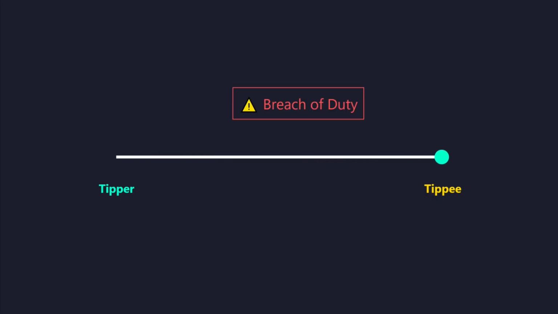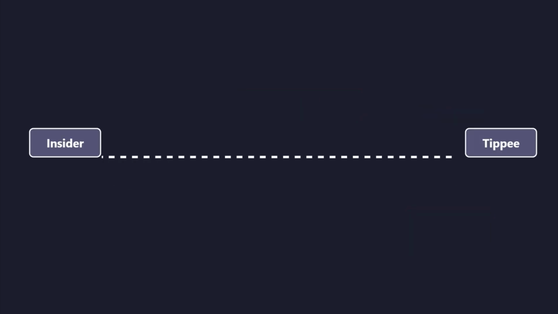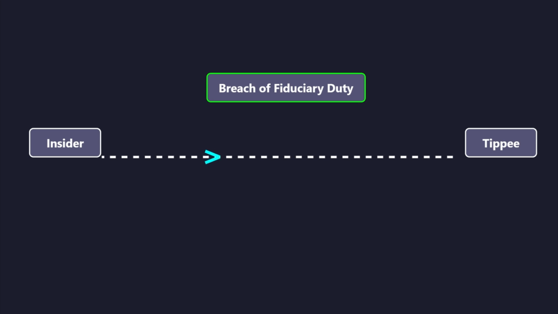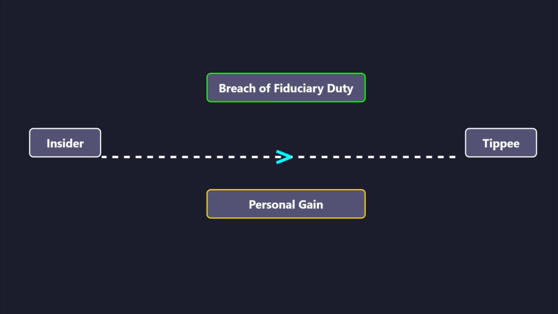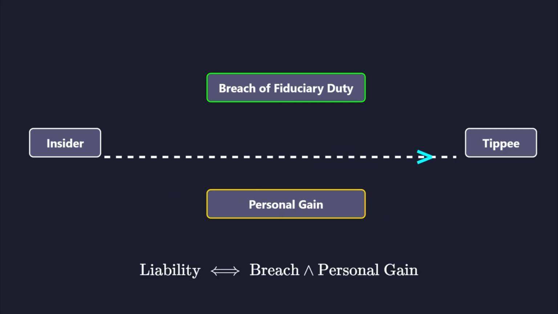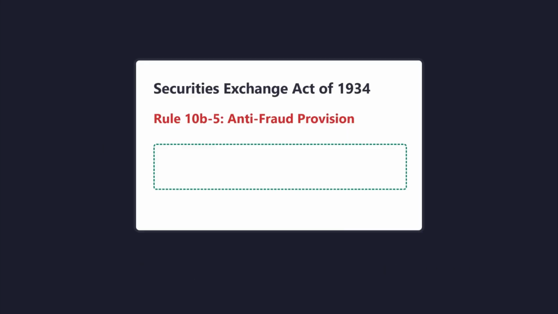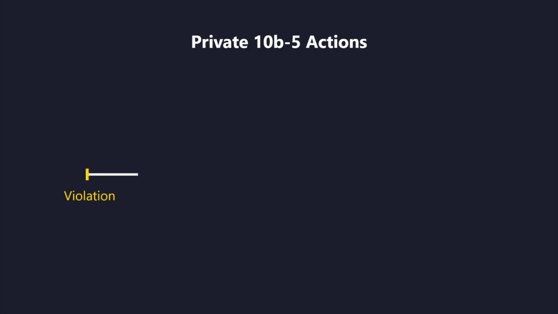A tippee is liable if they trade on the information knowing or having reason to know that the information was provided in breach of a duty. The Dirk standard ensures that tippees are not liable unless the original insider source committed a breach of fiduciary duty for personal gain. Although not explicitly stated in the 1934 Act, courts have recognized an implied private right of action for victims of Rule 10b-5 violations.